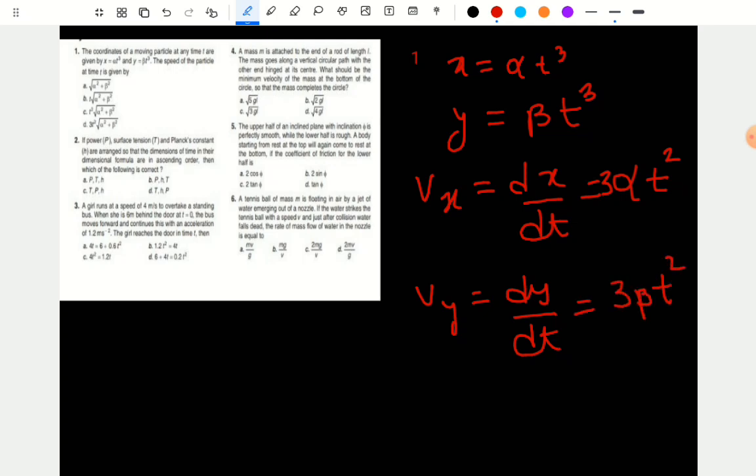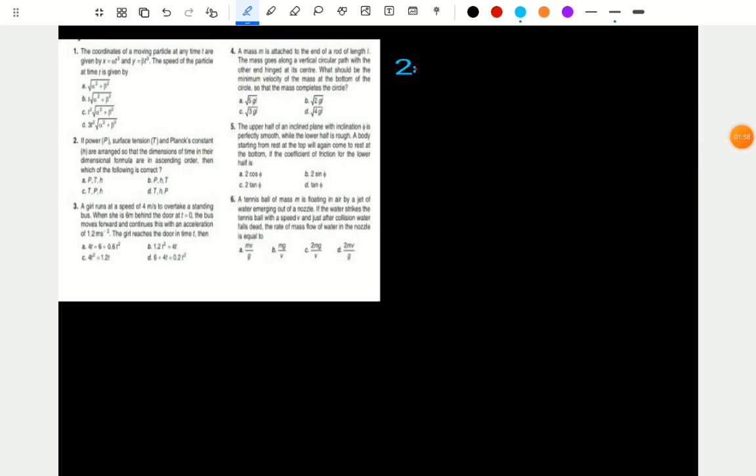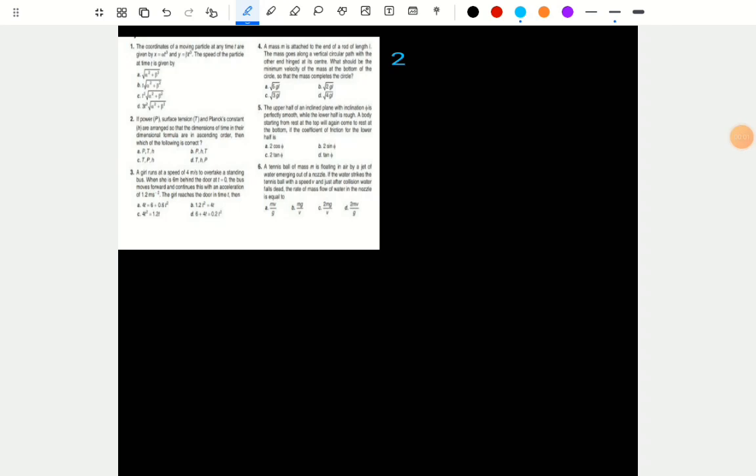Okay, now the v net is the square root of vx square plus vy square, which is equal to the square root of 3 square, then 3 will be out, and then alpha square, beta square, t square and t square, then t square will be out also, and the alpha square plus beta square. This will be the answer, which is option number D. Let's move on to the second question.